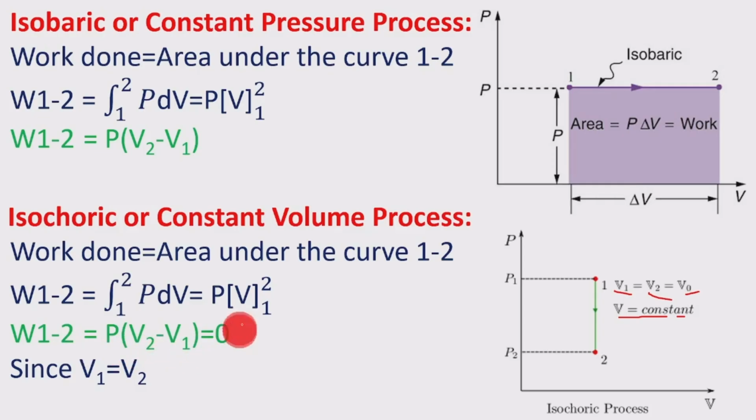Okay, then V2 minus V1, what is it? V2 equal to V1, and that becomes 0. That is, since V1 equal to V2, the work done during the constant volume process is 0. Always you should mention that one. The work done will remain 0 during the constant volume process.